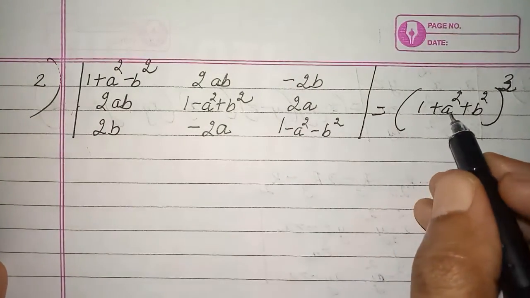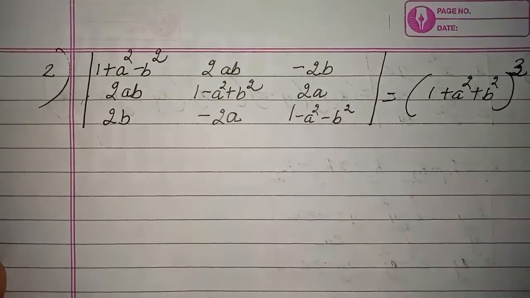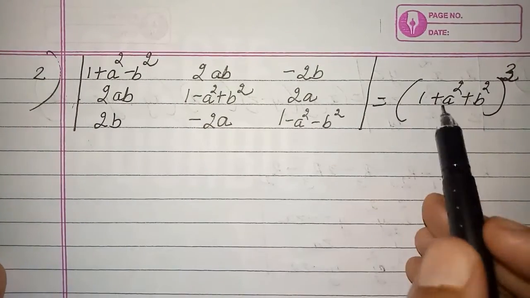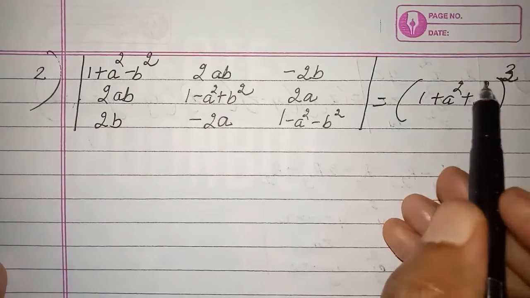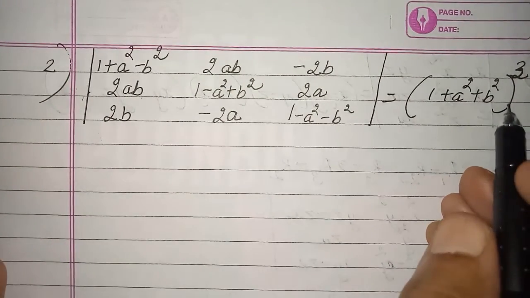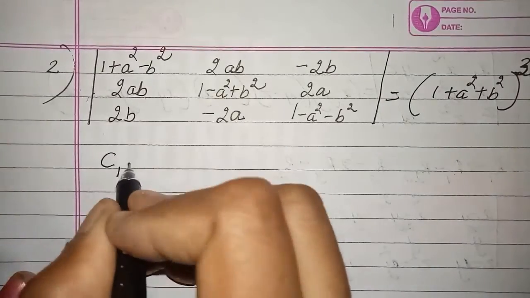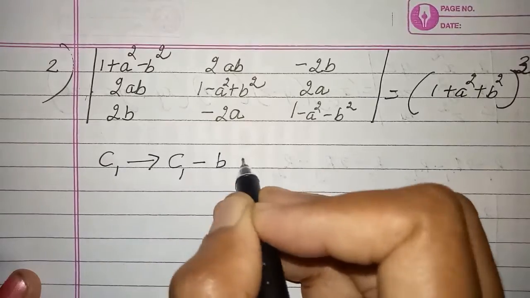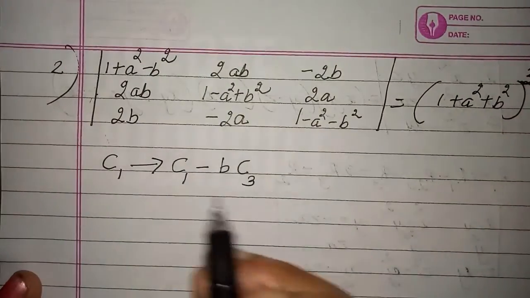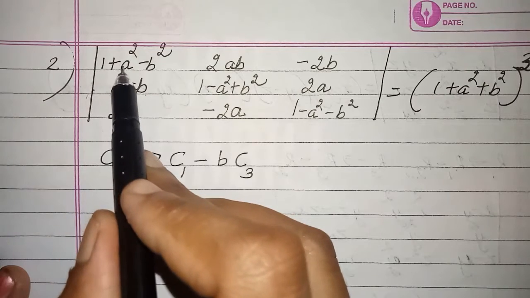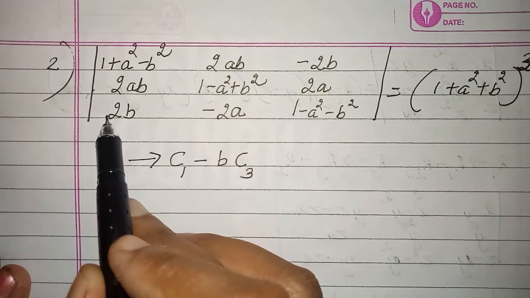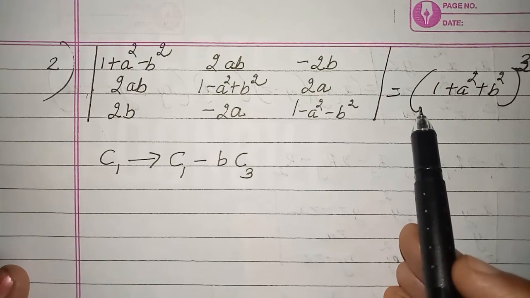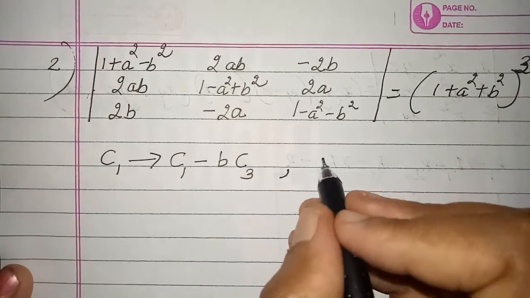Is equal to (1 plus a square plus b square) cube. Now children, here the problem is you have 1 plus a square minus b square. So if I am able to make it plus b square, I will be able to get it out of this cube. Alright, so what I am going to do, children, in my column C1, I am going to do C1 minus b C3. So what will happen? This is 1 plus a square minus b square minus 2b square. Yes, so it will be 1 plus a square plus b square. Okay. Similarly, I am going to do one more operation.